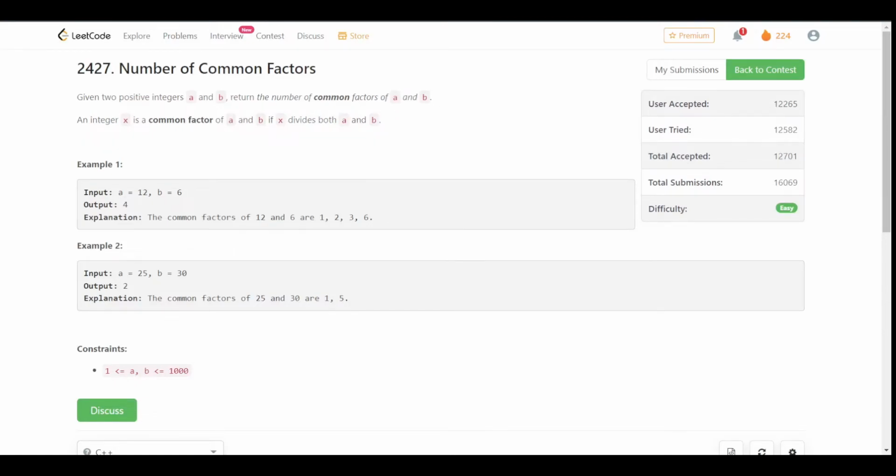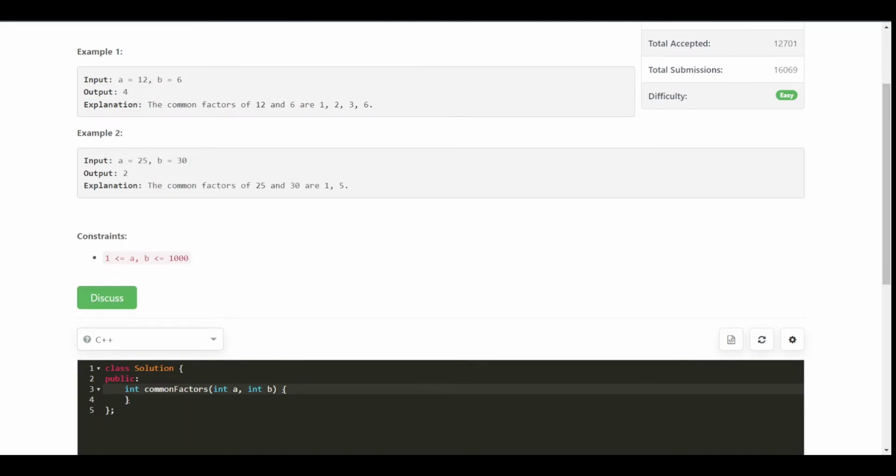Today we'll be discussing last week's contest. First question, the contest number was 313 I believe, so that's its first question, number of common factors. We're given two numbers and we need to come up with the number of common factors of A and B. So that's an easy question, I would say.